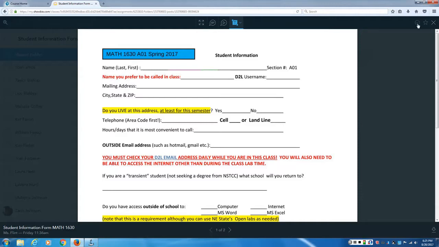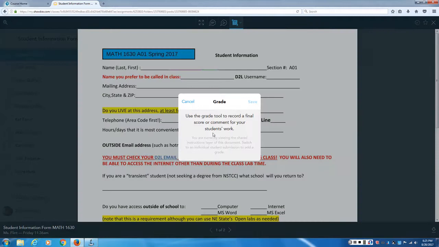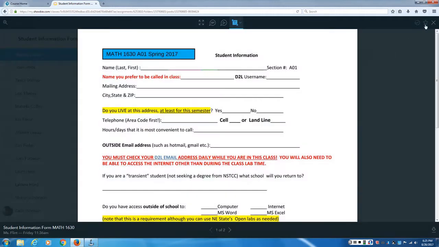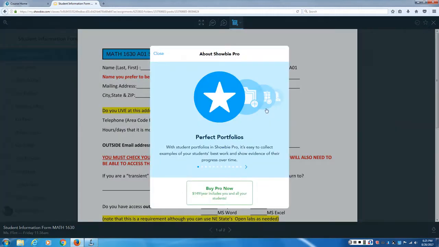And I can grade it from here. This will tell me how I can grade. And I can give you a gold star from there if you did a really good job. I already have that, thank you.